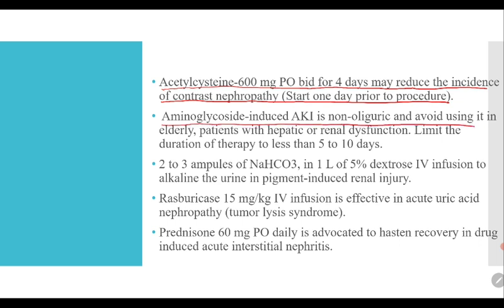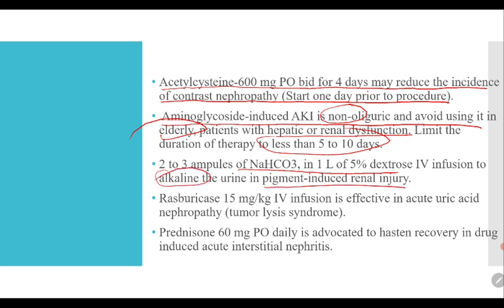Aminoglycoside-induced AKI is usually non-oliguric. Avoid using it in elderly patients and patients with hepatic or renal dysfunction. So, avoid aminoglycosides and limit the duration of therapy to less than 5 to 10 days. 2 to 3 ampules of sodium bicarbonate in 1 liter of 5% dextrose IV infusion is used to alkalinize the urine.